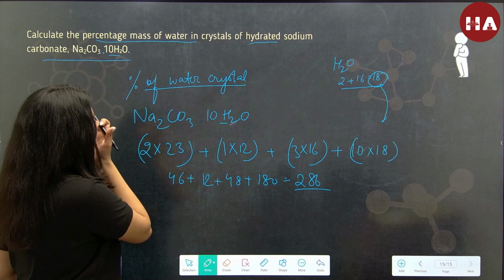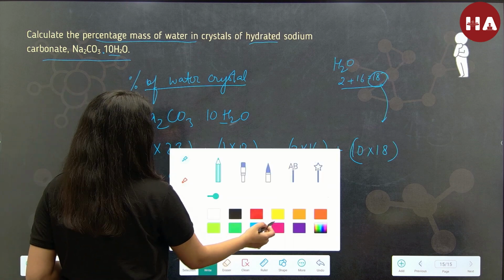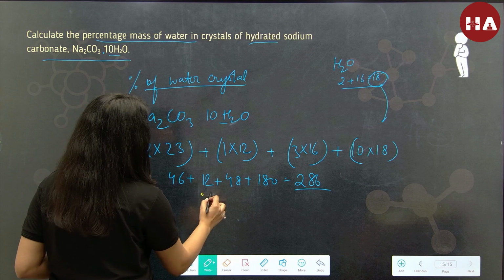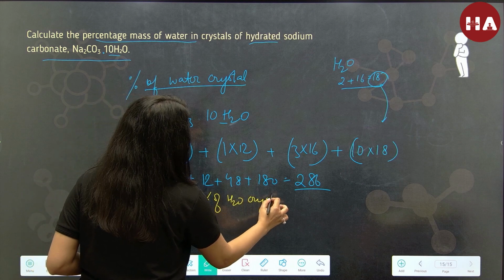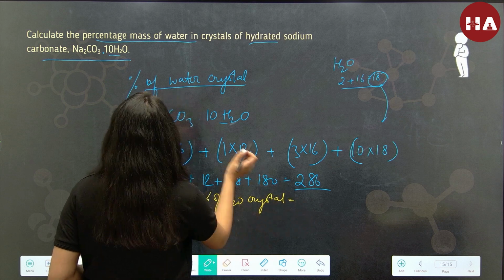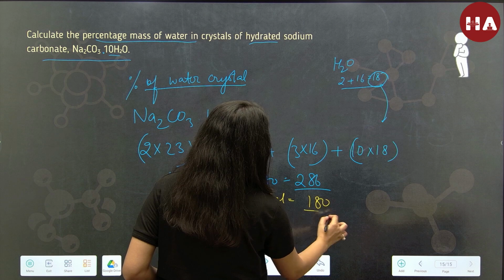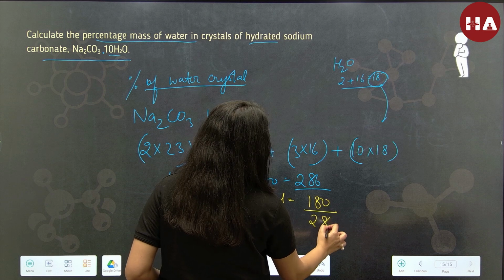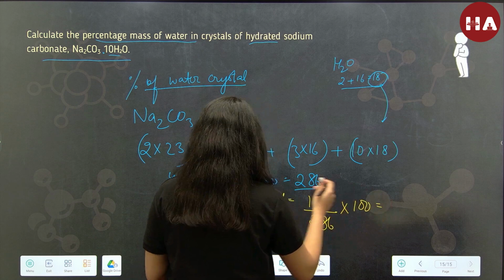We have to calculate the percentage of water of crystallization. So I am changing the color. Percentage of water of crystallization. How many water molecules do you see here? 10. So 10 times 18 is 180. 180 divided by 286, which is the total mass of the whole compound, times 100. This will give you the percentage.